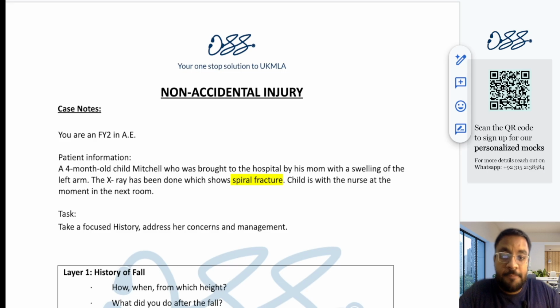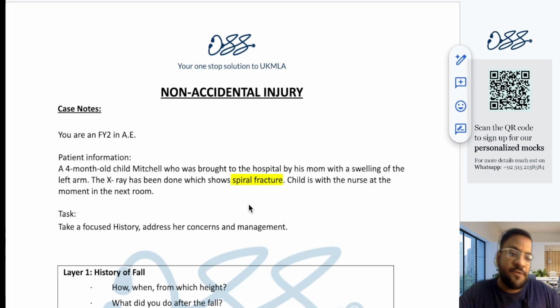This is something that points towards the possibility of a non-accidental injury, because if this injury had happened by accident, they would have brought their child, or their mother and father, to the A&E immediately, or just within a couple of hours. But if there is a delayed presentation, then this should ring some alarms in your head that it might be because of abuse, or it might be a non-accidental injury.